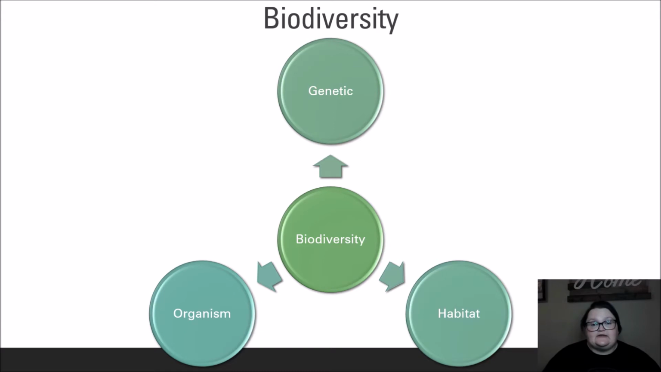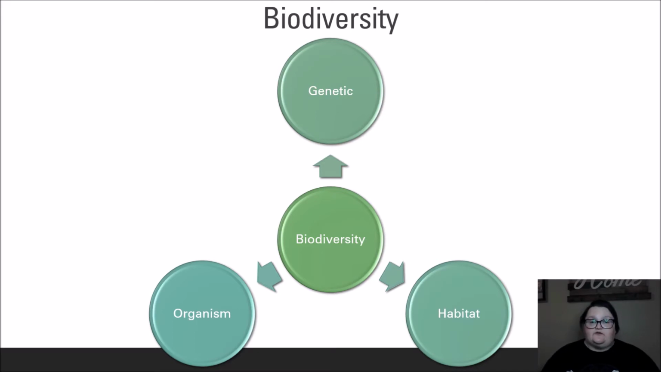Habitat biodiversity is a measure of the different types and sizes of habitats within a particular area. Lastly, organism biodiversity is a measure of the different types of organisms in a particular ecosystem. This measure is one that most people refer to when they discuss biodiversity. It is much easier to see by sampling a population and comparing obvious differences.